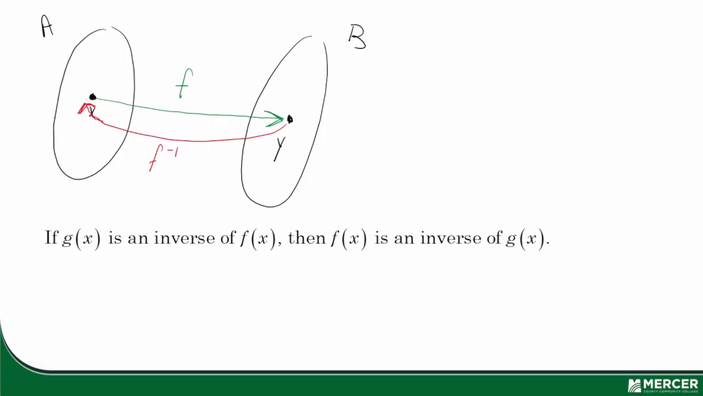If G is an inverse of F, then F is an inverse for G. So we'll typically just say that F and G are inverses of each other.